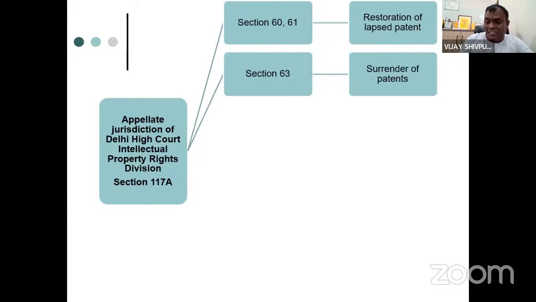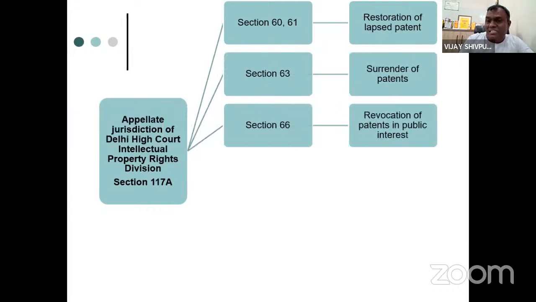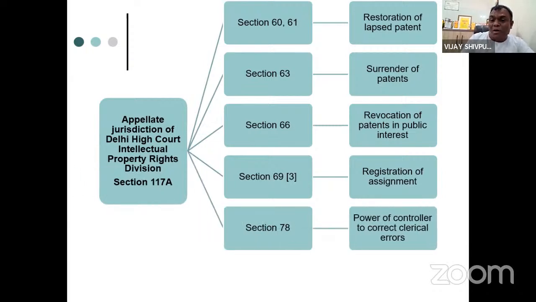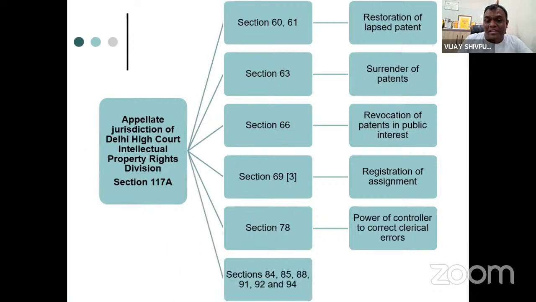Section 63, surrender of patents. Section 66, revocation of patents in public interest. Section 69(3), registration of an assignment. We have covered this under patent register. Section 78, which is about power of controller to correct clerical errors, and a lot of sections related to compulsory licensing.